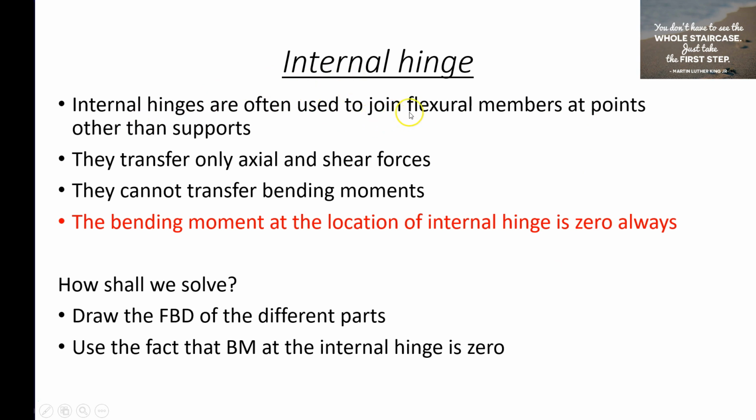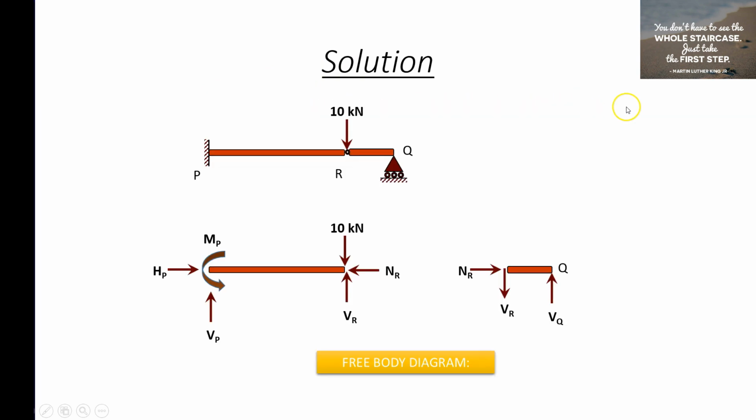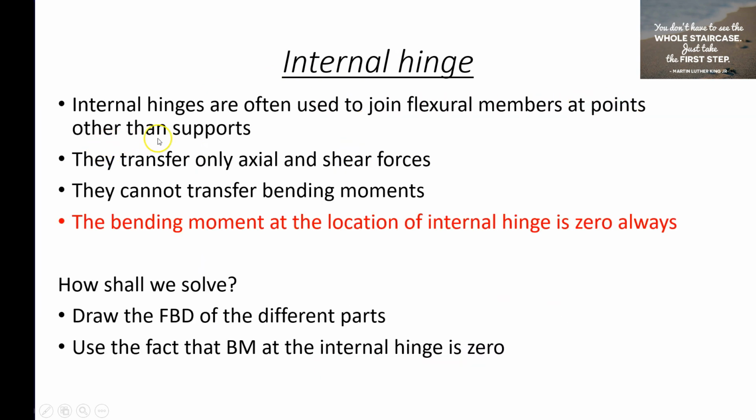Internal hinges are often used to join flexural members at points other than supports, and they do not transfer bending moment from one part to the other. They transfer only axial and shear forces. This is important, and the most important point is given here: the bending moment at the location of an internal hinge is always 0. This is the most important point one needs to bear in mind. Having said that, we will solve the problem now.